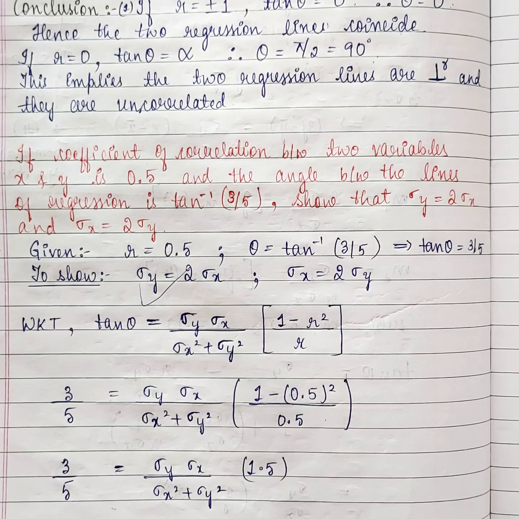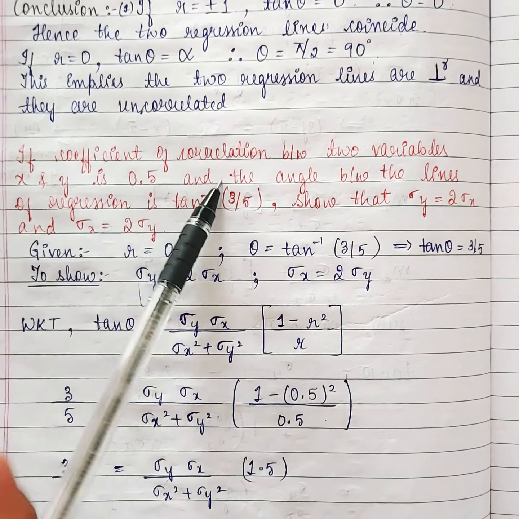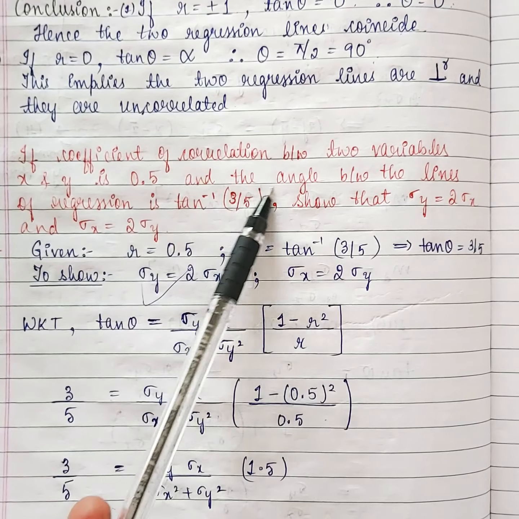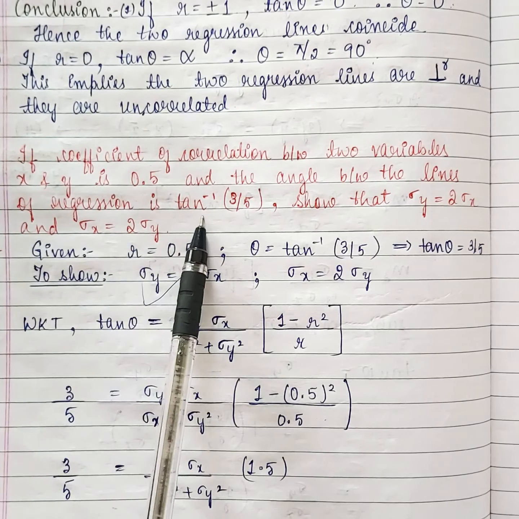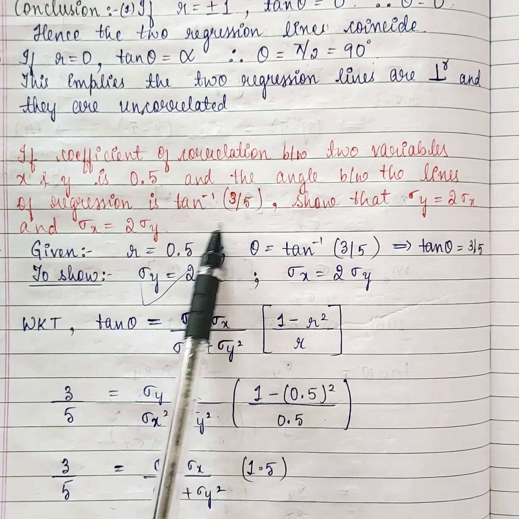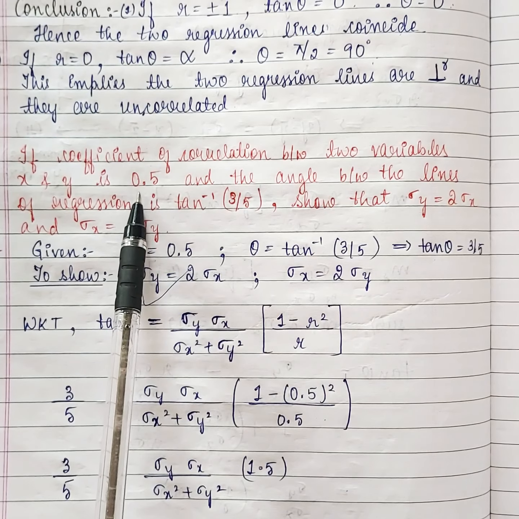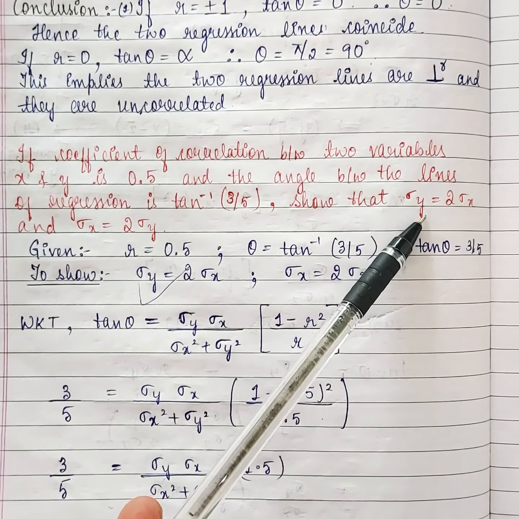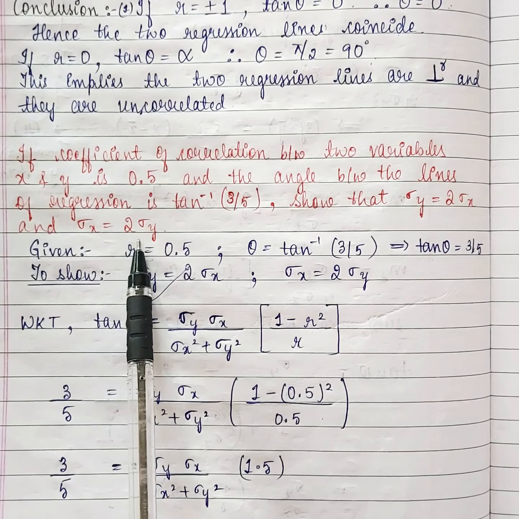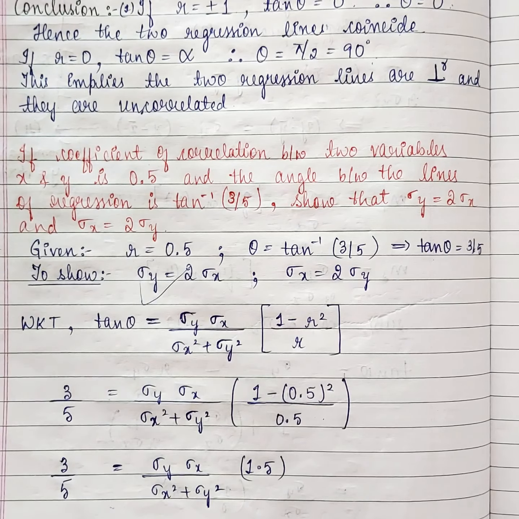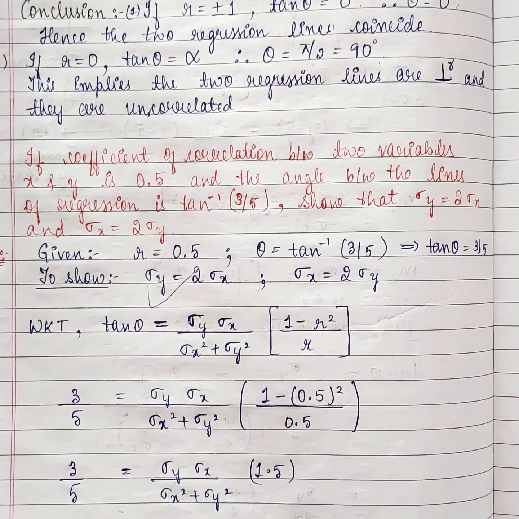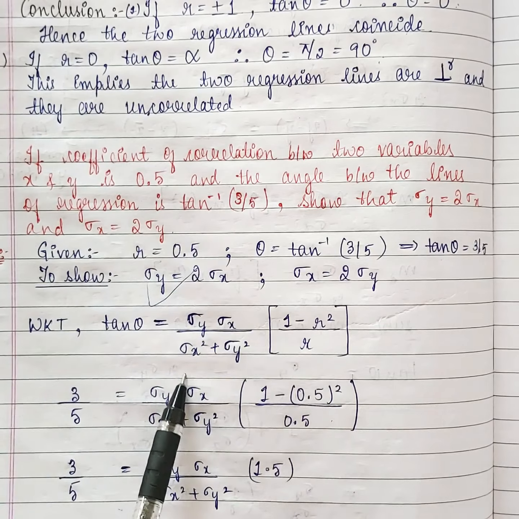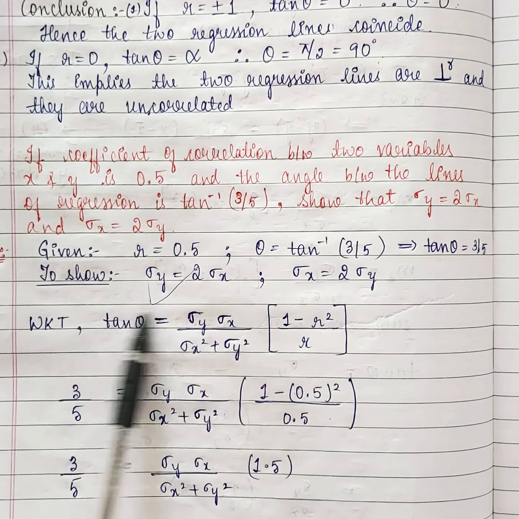Now see a problem based on this. If coefficient of correlation between two variables x and y is 0.5 and the angle between the lines of regression is tan inverse 3 by 5. They have given theta, okay, they have given r. Show that sigma y is equal to 2 into sigma x and sigma x is equal to 2 into sigma y. Since they gave theta as tan inverse of 3 by 5, we have to use this formula.